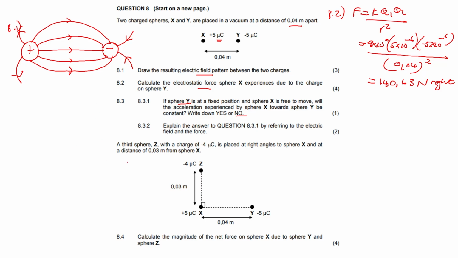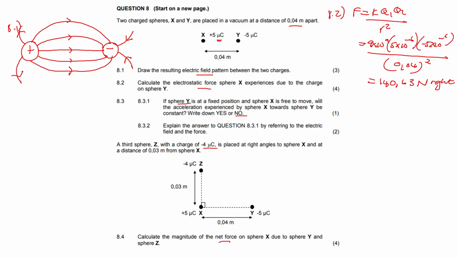8.4. We have a third sphere that is now added to our little equation with a charge of -4 microcoulomb, and it's placed at a right angle to X at a distance of 0.03 meters from sphere X. So there's a nice graph there. Calculate the magnitude of the net force on sphere X due to Y and Z.